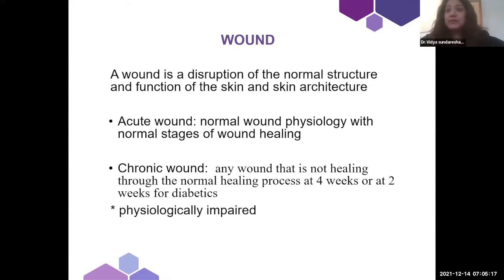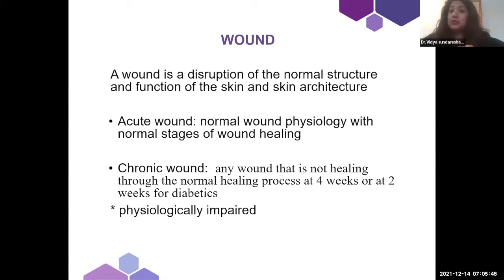What is a wound? We'll start with something very basic. Skin is the largest organ we have, very useful because it helps protect us from all kinds of onslaught, from the weather and anything else. Any disruption in the normal structure and function of the skin and skin architecture is a wound. It can be an acute wound or a chronic wound.